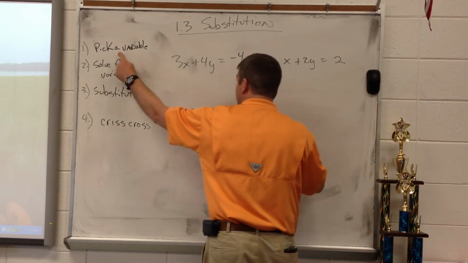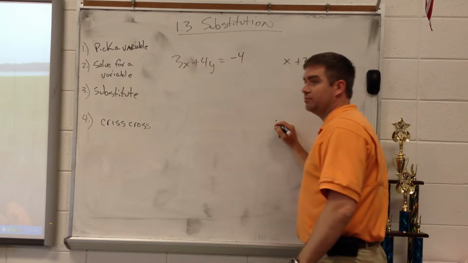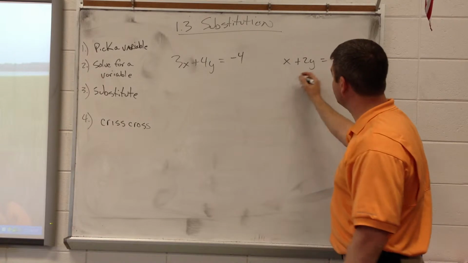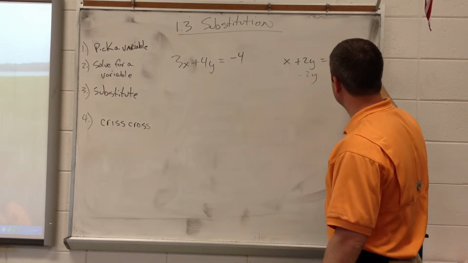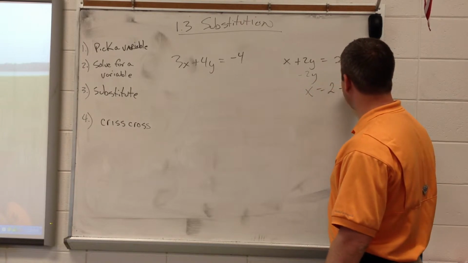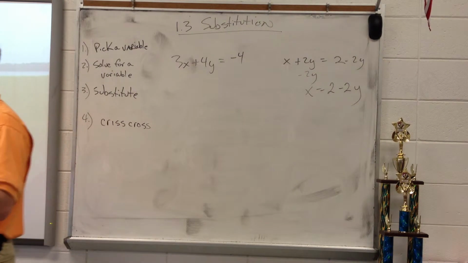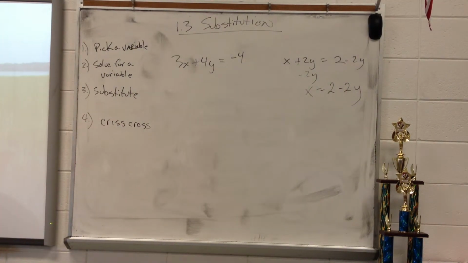So, step number 1, pick a variable. We did that. Step number 2, solve for that variable, meaning get it by itself. How do we get x by itself? We subtract 2y from both sides. So, x equals 2 minus 2y. And you can write that with the y in the front or y in the back. It really doesn't matter.